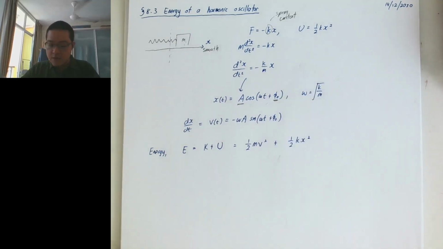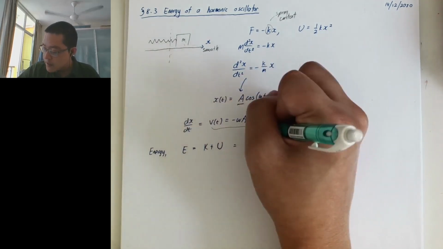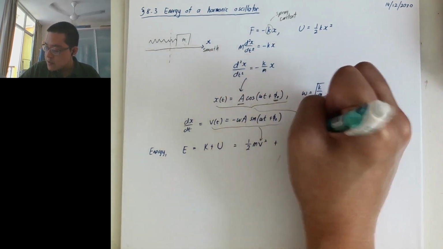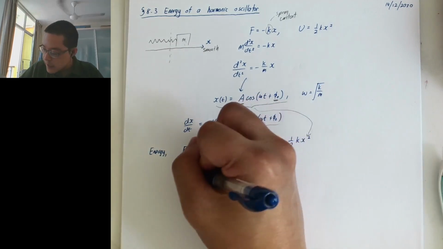Right, so now I have these two expressions. I can substitute inside, because my v can go in here, and my x position can go in here. So I can put these two things inside, and then let's see what we get.